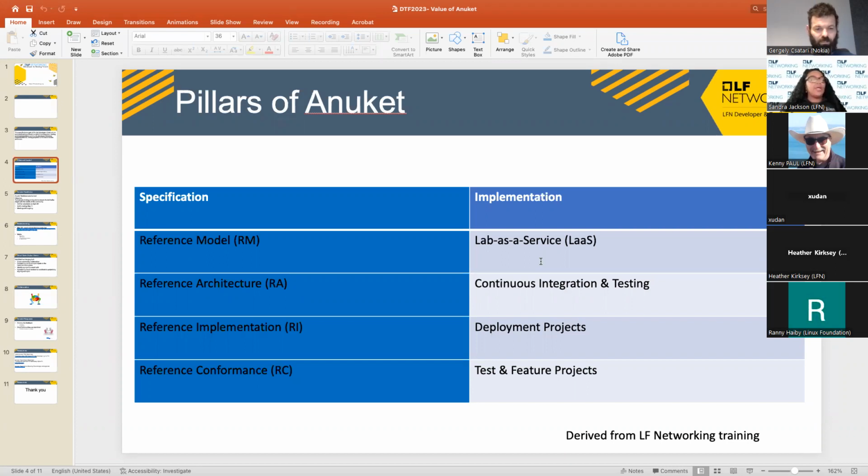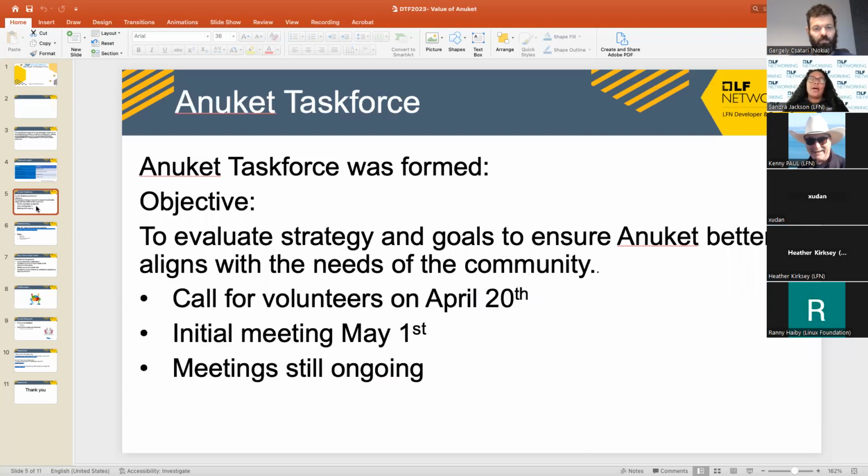And we just need to understand why Anuket is not being as well adopted as we would like it to be, and getting folks to use the lab and test. So doing that reevaluation and thinking through it, we developed the Anuket Task Force. The Anuket Task Force is just that: we want to examine why the lack of adoption of Anuket and evaluate the strategies and make sure that we're still aligning with community needs.